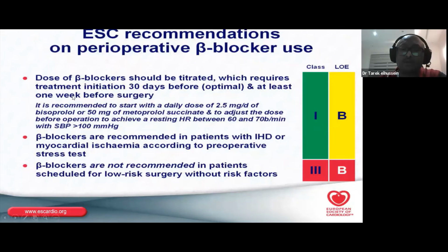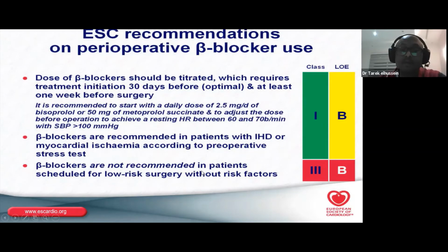And this should always target, given like bisoprolol 2.5 milligram, achieving a heart rate between 60 and 70, and maintaining a systolic blood pressure more than 100. Beta blockers are recommended for patients who already have ischemic heart disease, or myocardial ischemia in non-invasive testing. So it's not for everybody. It's for those who have established ischemic heart disease, or those who did non-invasive testing and we found that they have a significant amount of ischemia. So in those patients, it's a class 1 indication, and to use it within the window we told about earlier.